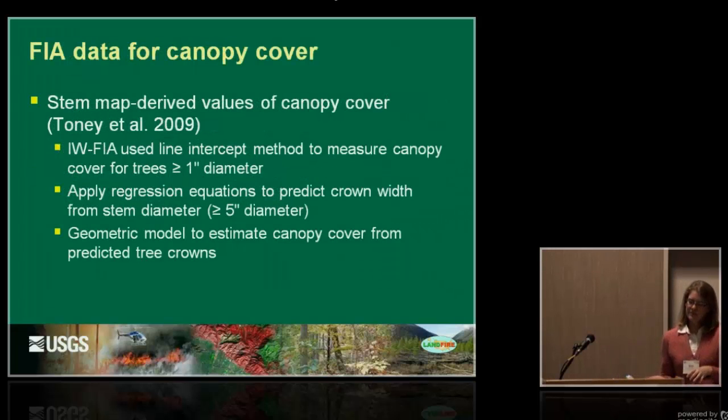So for deriving the field-based estimates of canopy cover from the FIA data, what Chris did was basically take the stem maps that are provided with the FIA plot data and then used the line intercept method that the Interior West FIA region uses to get canopy cover for saplings, or for trees greater than 1 inch in diameter, including saplings. And then for larger stems, applied regression equations first to predict crown width from stem diameter, because crown width wasn't measured in the field, and then used geometric models to estimate canopy cover from those predicted tree crowns. So it's very much a bottom-up look at how to get canopy cover.